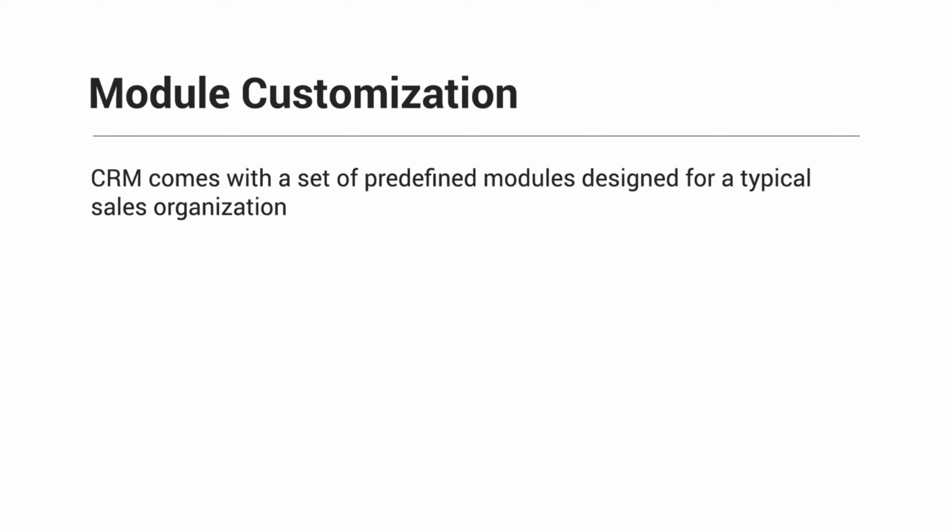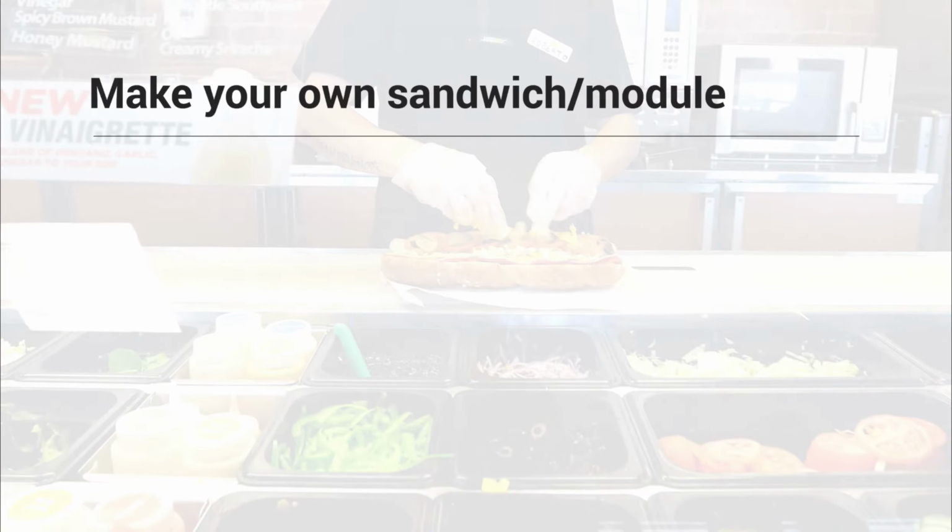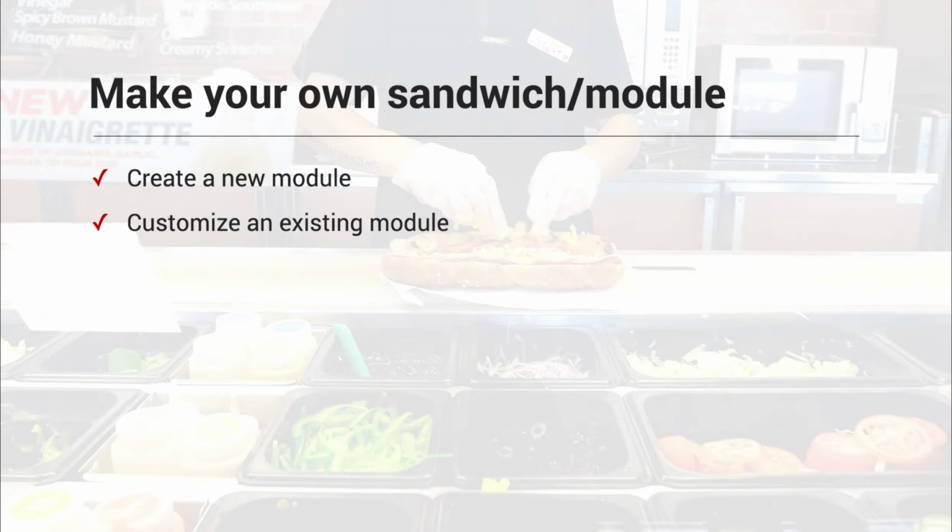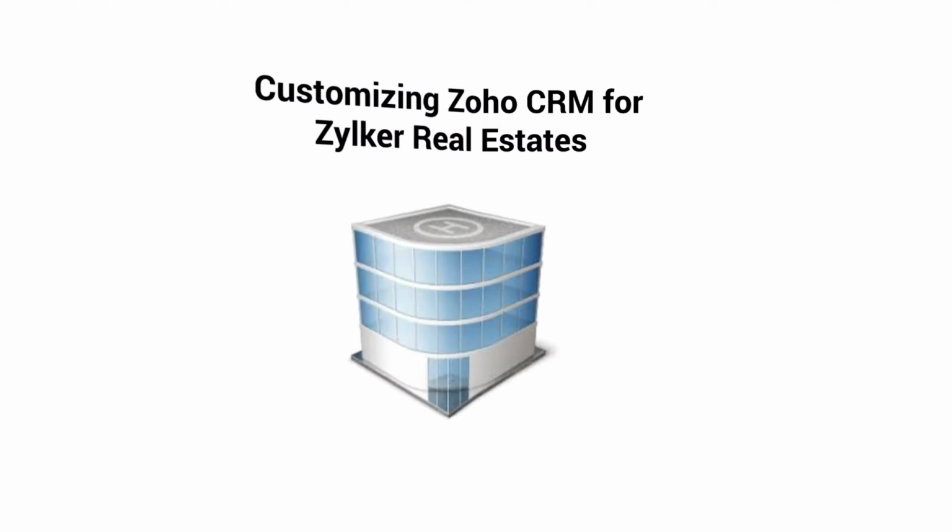CRM comes with a predefined set of modules designed for a typical sales organization. Leads, contacts, accounts, deals, activities, products, and so on. But you may have certain requirements specific to your organization that are not included in the default settings. In order to meet those specific requirements, you can create a new module or customize an existing module in Zoho CRM. So let's look at module customization with an example.